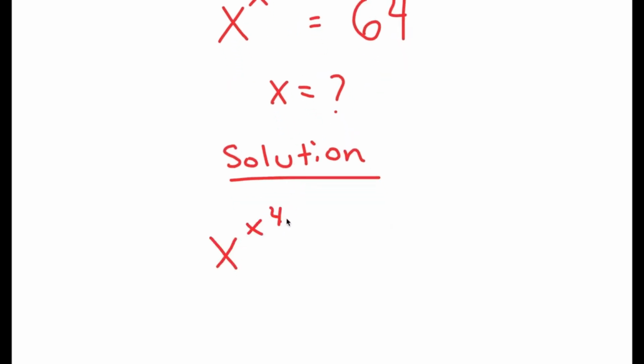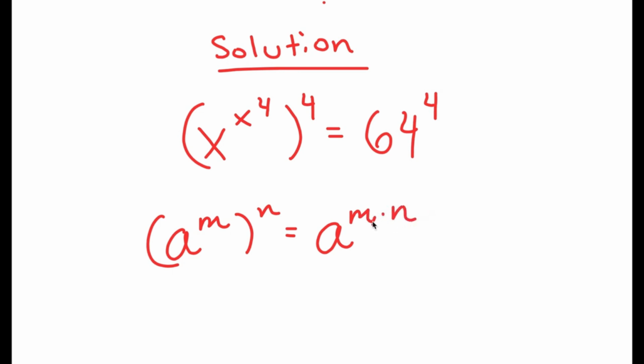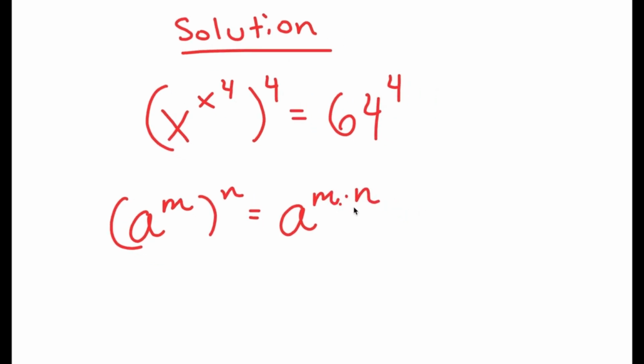So I get x to the power of x to the power of 4 to the power of 4 is equal to 64 to the power of 4. Now, if I have something in the form a to the power of m to the power of n, this is equal to a to the power of m times n. However, m and n are interchangeable, meaning this can also be written as a to the power of n times m. Now, if a to the power of m times n is equal to a to the power of m to the power of n, then a to the power of n times m should be equal to a to the power of n to the power of m.